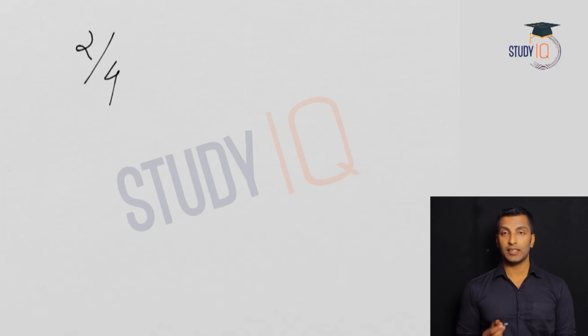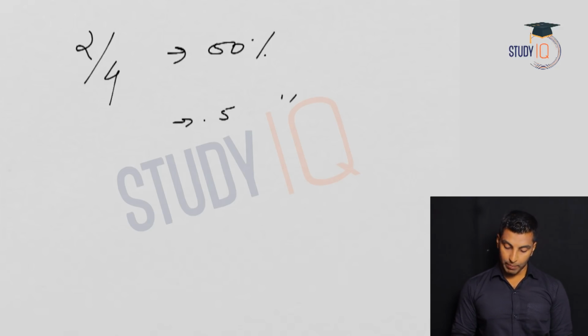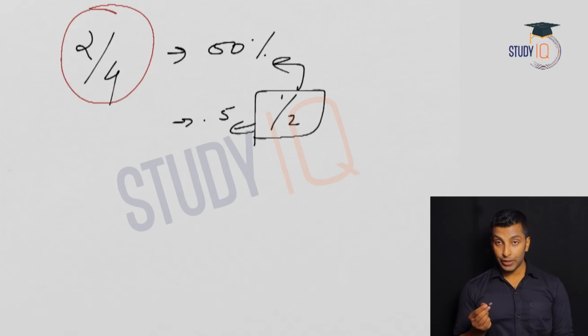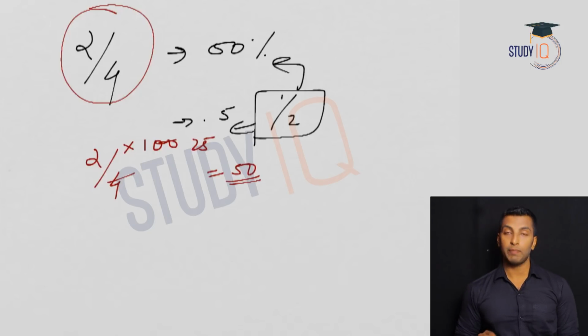Now if you have 2 by 4, this is a fraction, this is a ratio, and this is nothing but 50%. 2 by 4 is nothing but 0.5, because this is 1 by 2, and 1 by 2 is 0.5 or 50%. So the point is ratio is used for comparison, and ratio can also be understood as a percentage. If you need to represent 2 by 4 as a percentage, just multiply it with 100. So you get 25 into 2, that is 50. When you multiply with 100, you convert it into a percentage.